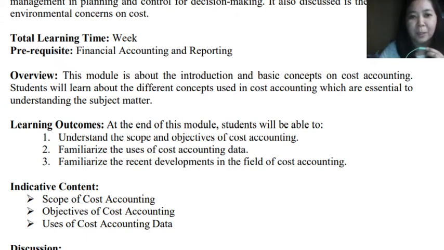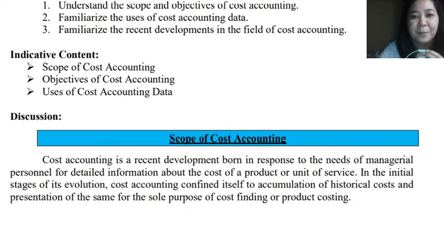For our content, we have three main topics under this module. We will discuss the scope of cost accounting, its objectives, and the uses of this data. Of course, to start with, let us discuss the scope of cost accounting.